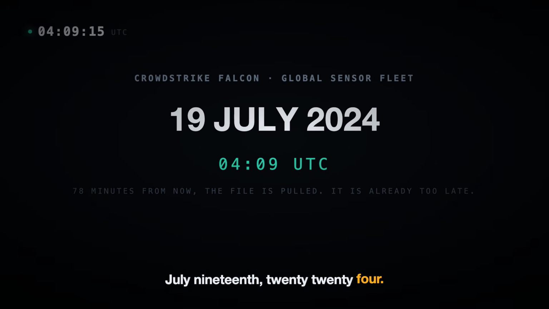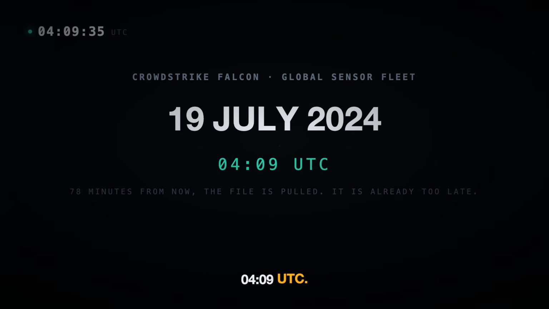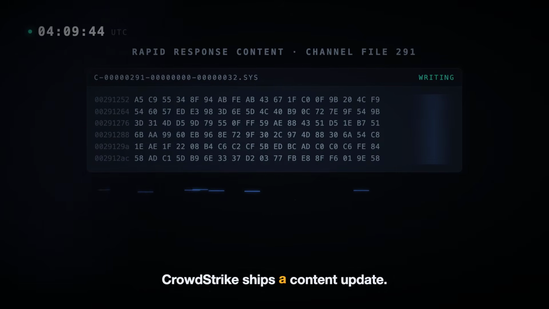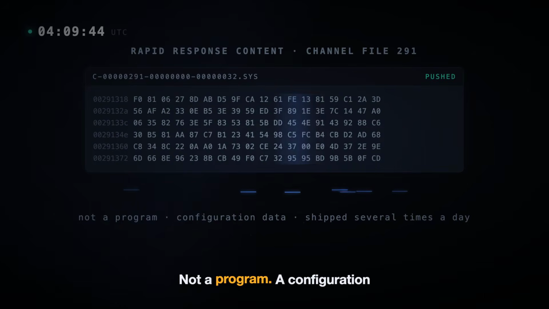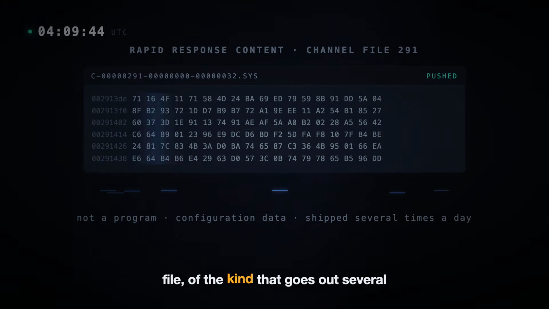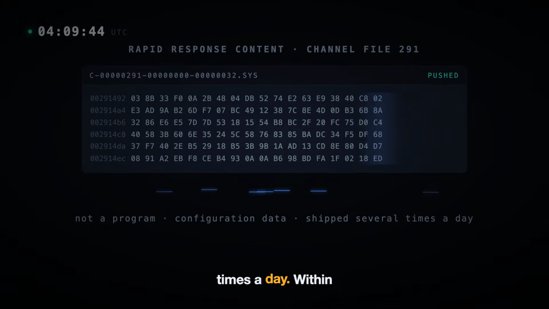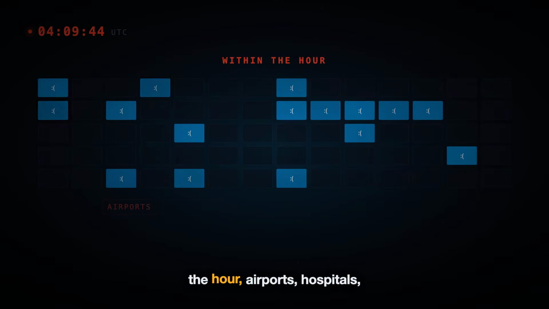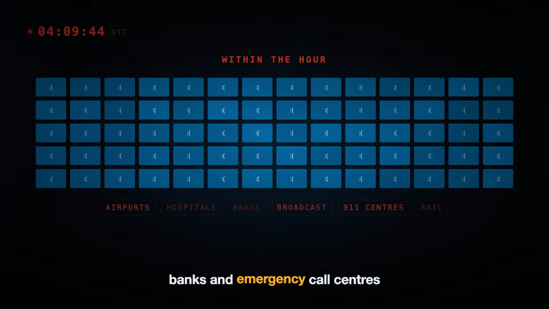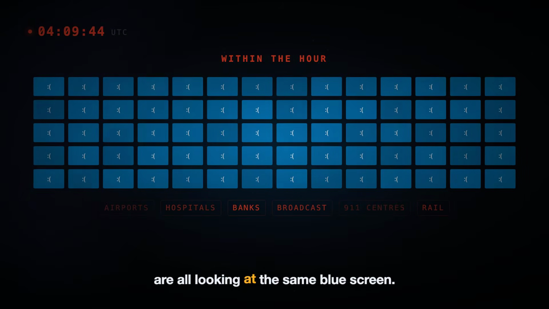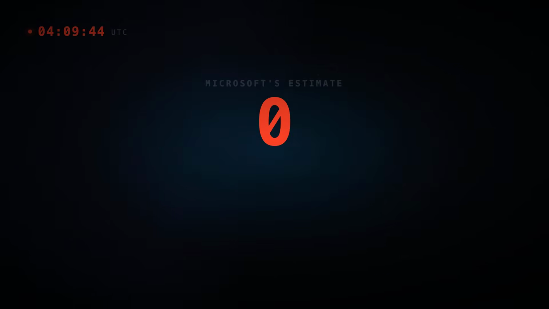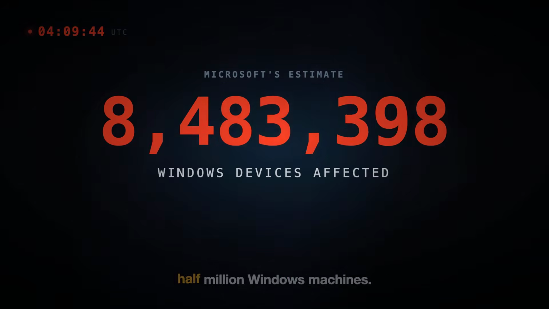July 19, 2024, 0409 UTC. CrowdStrike ships a content update, not a program, a configuration file of the kind that goes out several times a day. Within the hour, airports, hospitals, banks, and emergency call centers are all looking at the same blue screen. Microsoft would estimate 8.5 million Windows machines.